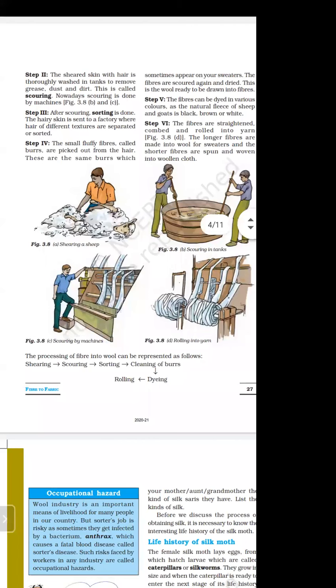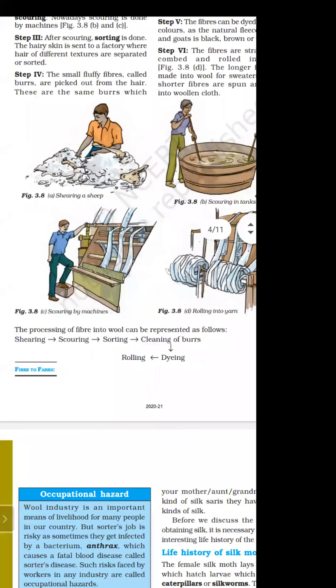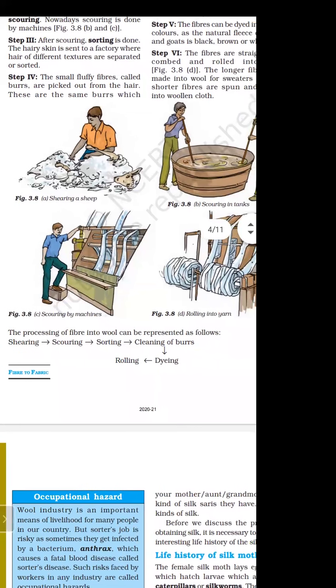So the first step is shearing. Shearing means cutting the hair of a sheep. Then scouring. Scouring means washing that hair with water to remove grease and dirt. Then sorting. Sorting means to separate the fibers of different texture and different color.